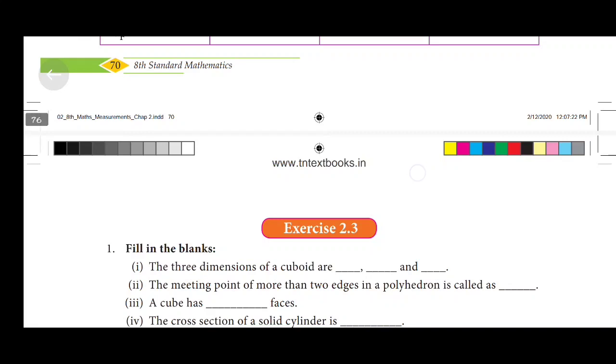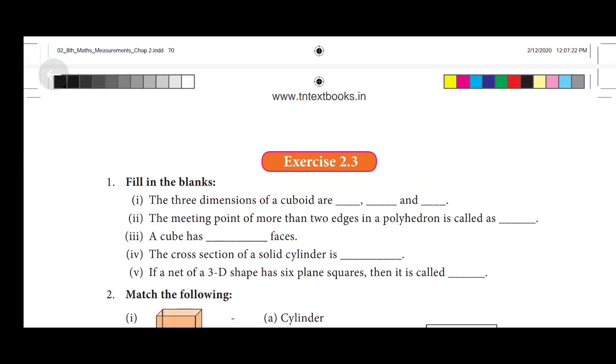That's all, students. A three-dimensional shape is having faces, edges and vertices. And also we can say it should have length, breadth and height. If we have only length and breadth, it is a plane figure. Okay, if we have length, breadth and height, it is a 3D figure.